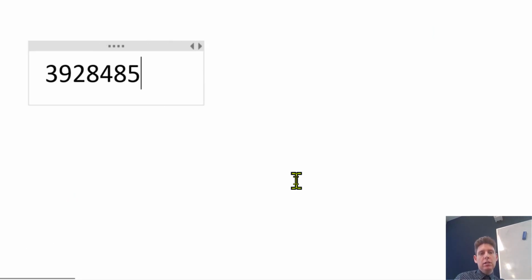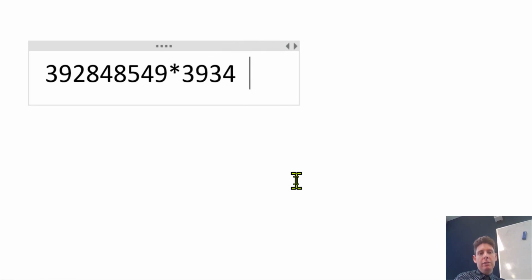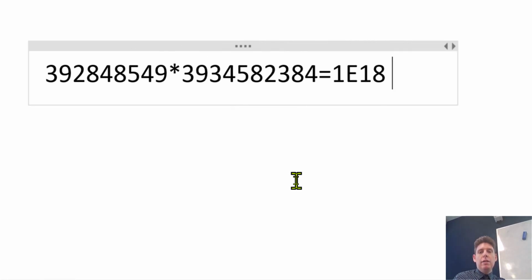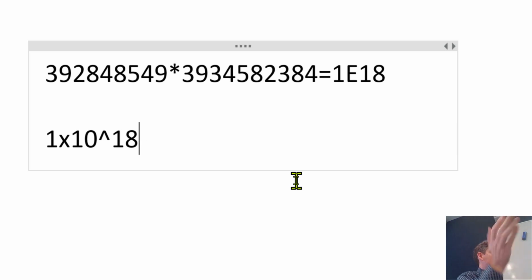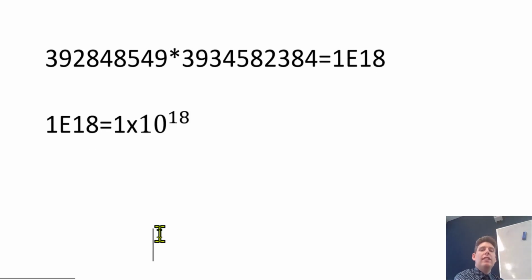You may have come across this before. Are you ready? So you get a really big number times by another really big number, and it makes a really big number. Have you seen this before? 1e18. What does that mean? It means 1 times by 10 to the 18. If a website has number, capital E, number, that means the first number times 10 to the power of the second number. Please write it down in your notes.